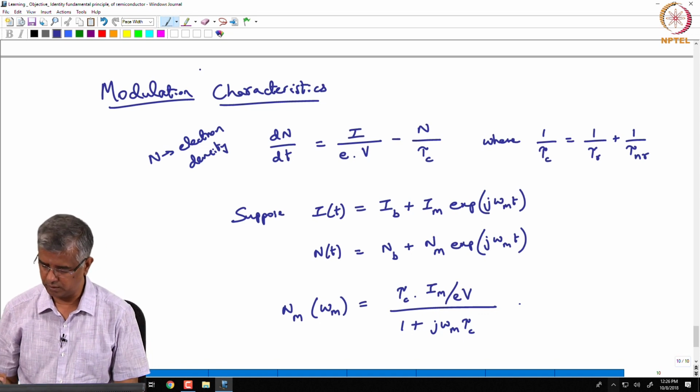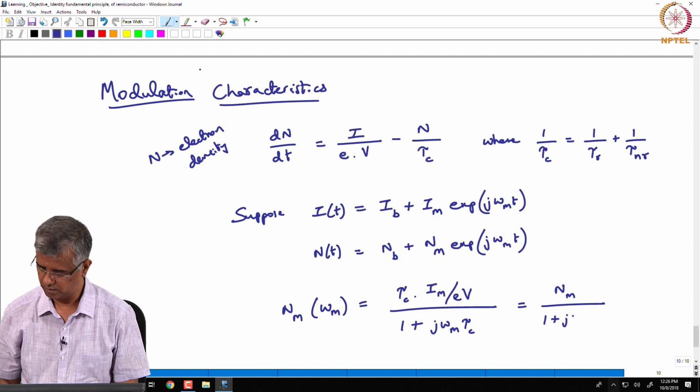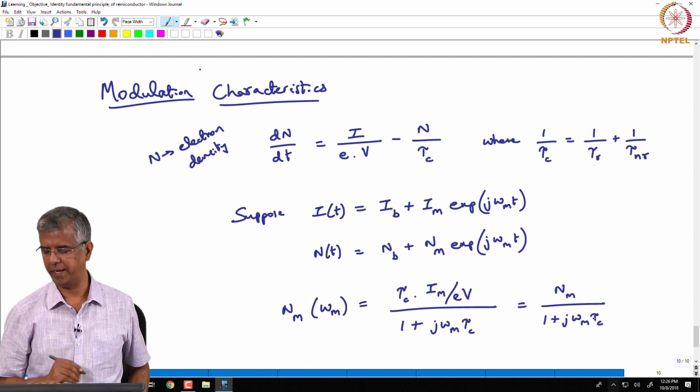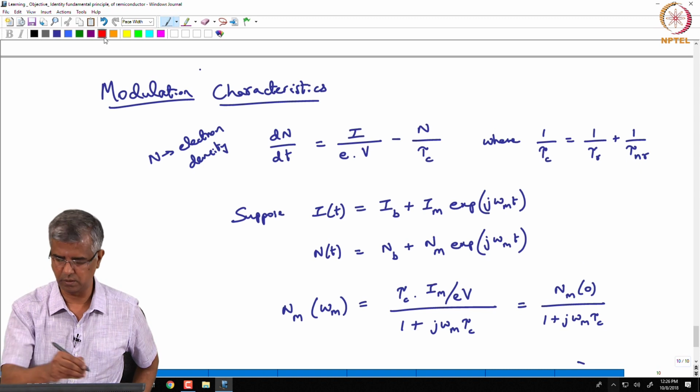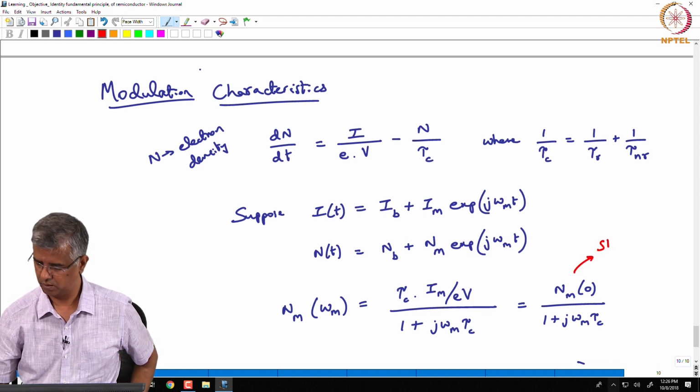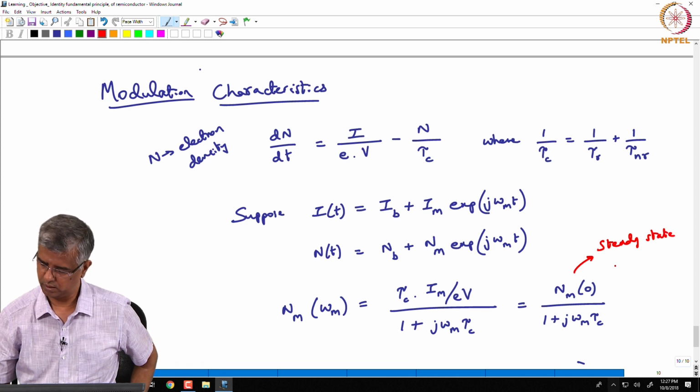This I will write as Nm of 0 over 1 plus j omega m tau c, where Nm of 0 represents the steady state density.